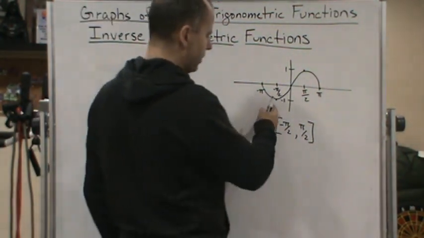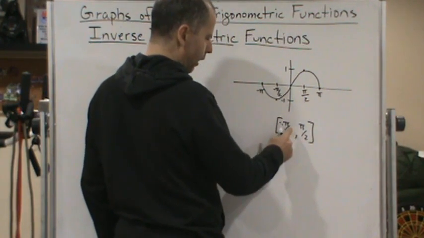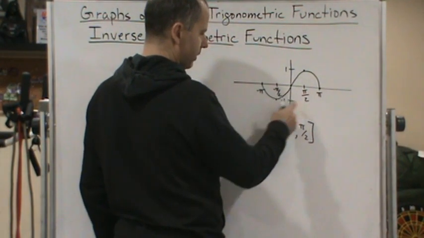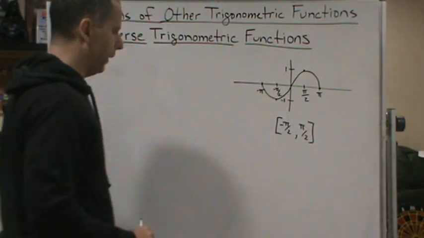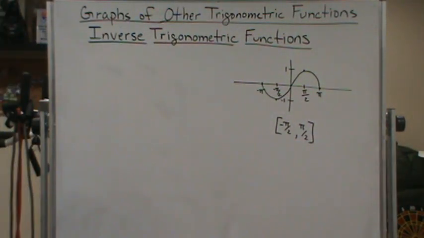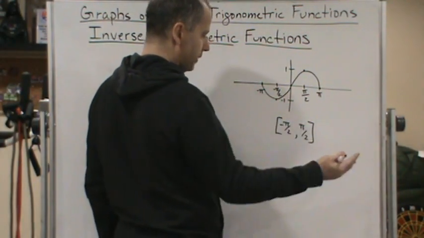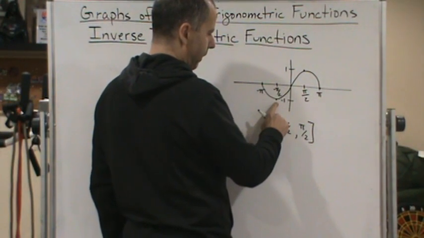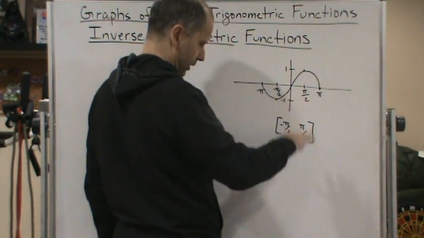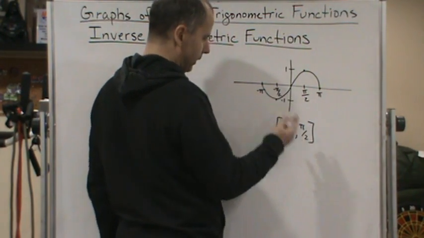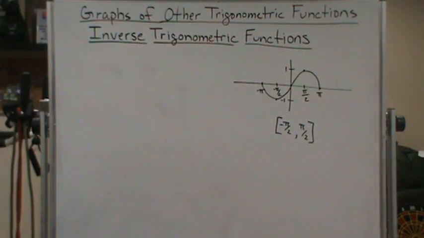So it's an increasing function, so from negative pi over 2 to positive pi over 2, it's an increasing function. It is one-to-one, and it does take on the full range of the sine function. So if you go from negative pi over 2 to pi over 2, it does go from negative 1 to positive 1. So it spans the whole range. It is increasing, and it's one-to-one. So by those three conditions, we do have an inverse.